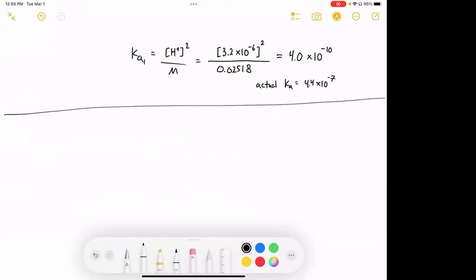So for Ka1, you want to determine Ka1 for each trial, determine the average, calculate the standard deviation and 90% confidence limit, and then upload that to, I believe, Hayden McNeil as part of the post lab.